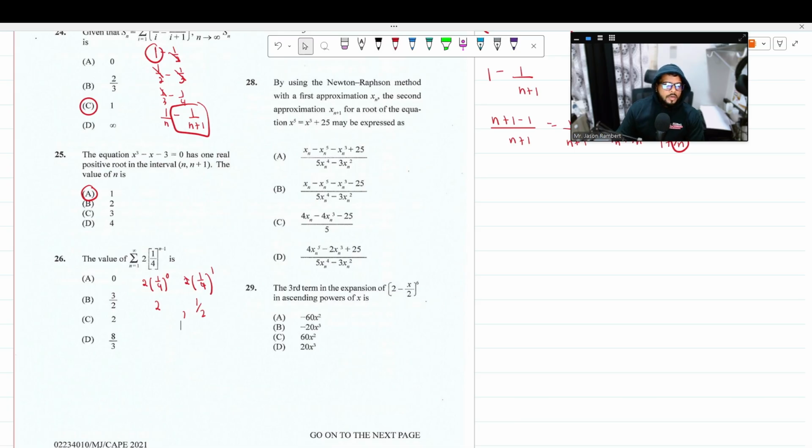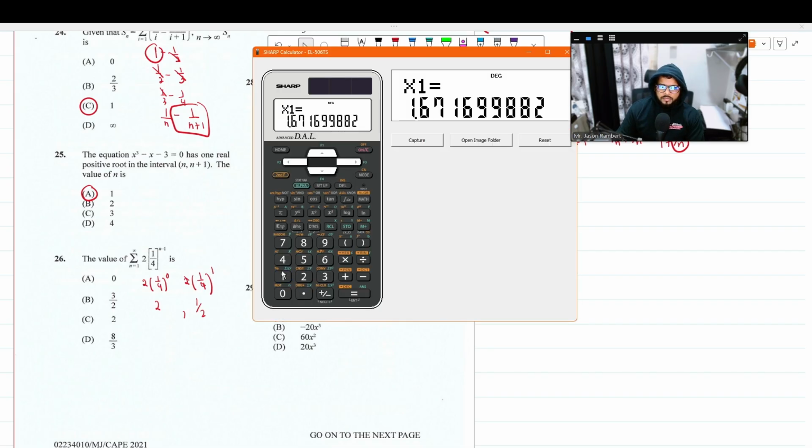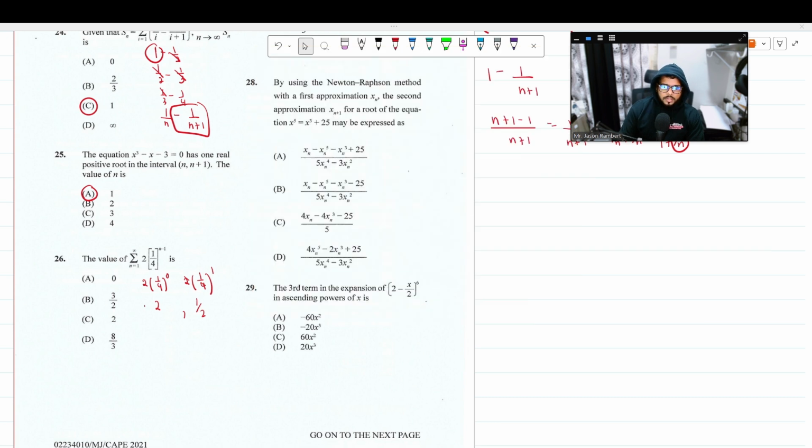My common ratio is second term divided by first term. A half divided by 2. We get a quarter. So r is a quarter. a is 2, r is a quarter. a over 1 minus r, 2 over 1 minus a quarter. 2 divided by 3 quarters, which is 2 multiplied by 4 over 3. 8 over 3. The answer is D.